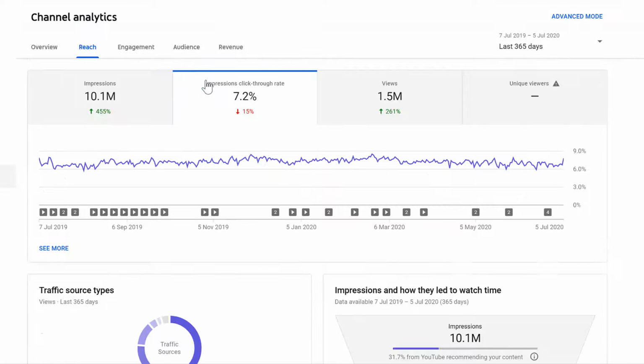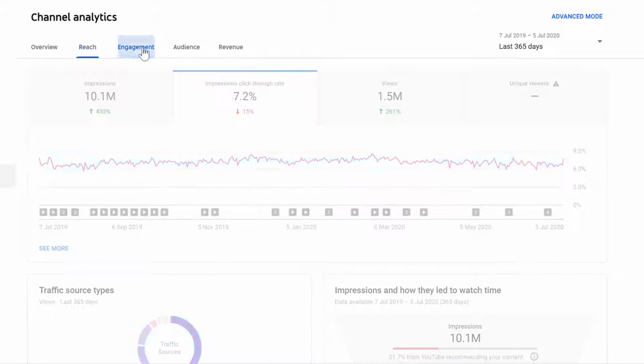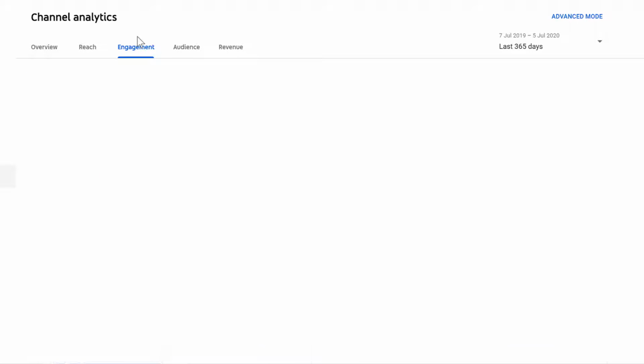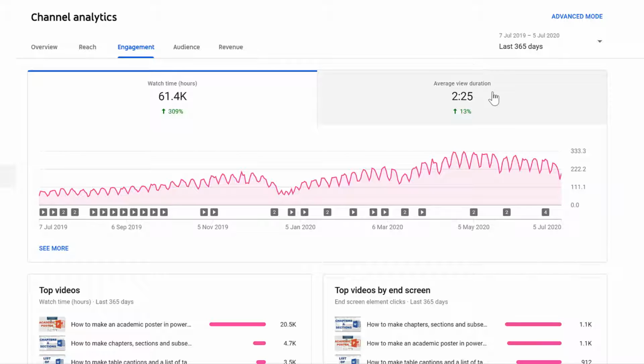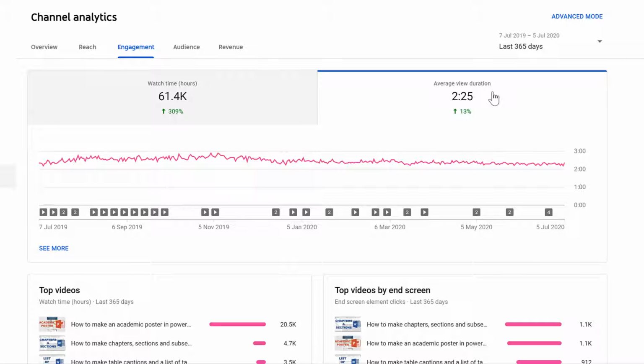We can then have a look at engagement. And we can see the average view duration. So this is the number of minutes that people spend watching my videos on average. And you can see that this is generally pretty stable for me at somewhere between 2 and 3 minutes.